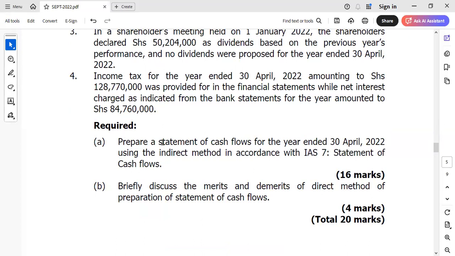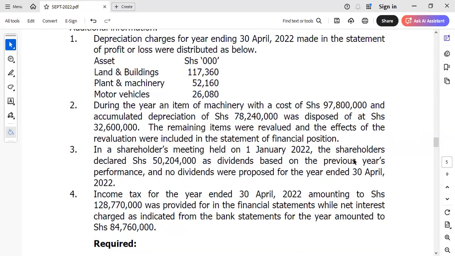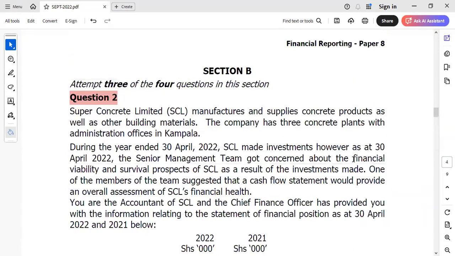They are telling us part A, we prepare a statement of cash flows for the year ended 30th April 2022 using indirect method. This is also indirect method in accordance with IAS 7, that is statement of cash flows. For which company? What are they telling us?